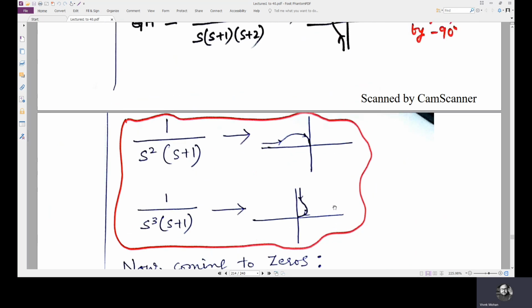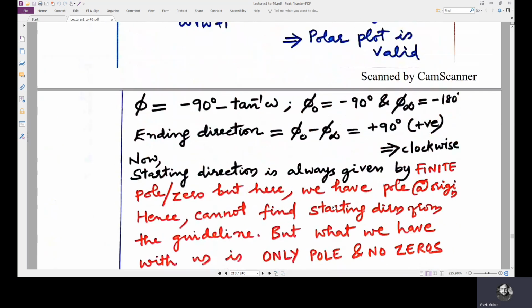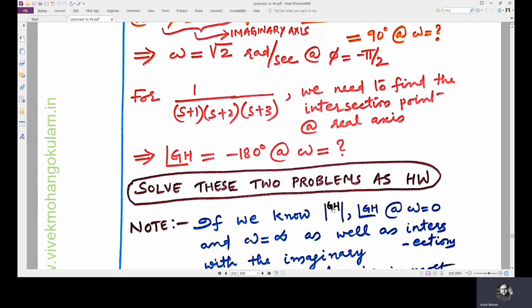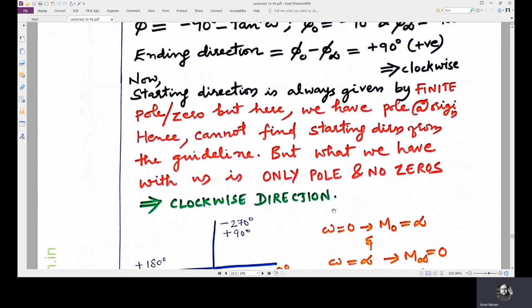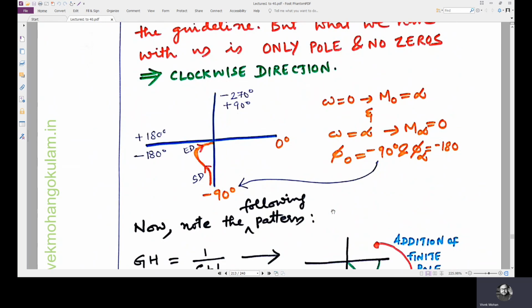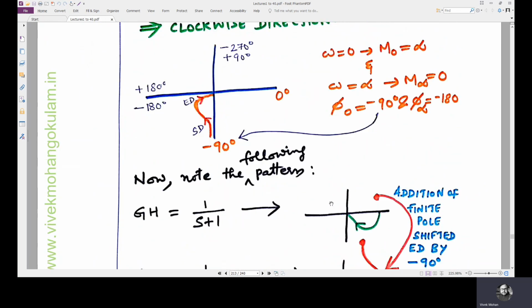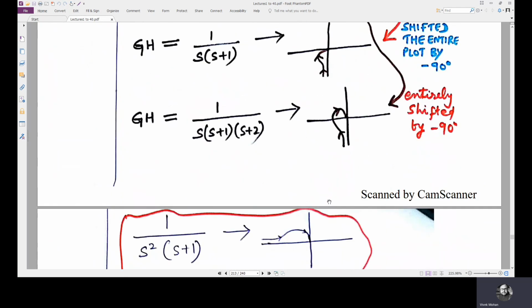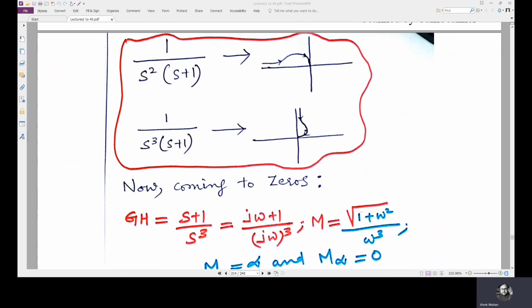Okay. Now we will proceed with zeros. Till now we have seen how the plot will look if poles are added. Two examples: one is when finite poles are added, and the second is when a pole at origin is added. Now we will see how it will look when zeros are added.